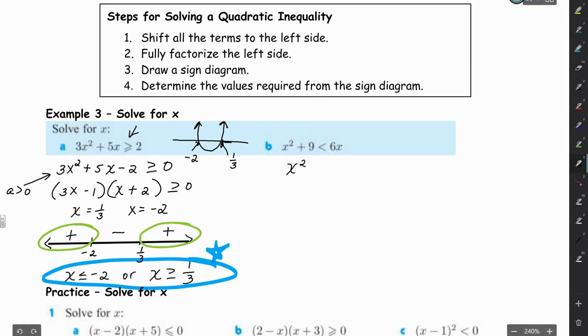So first of all, we're going to put everything on the left side, move that 6x over, so subtract 6x from both sides. Notice we have a less than, but we don't have a less than or equal to, so that's important. We're going to factor this. Right, so the intercept is only going to be at x equals 3, because both of those factors give an x-intercept at x equals 3. So let's draw our sign diagram.